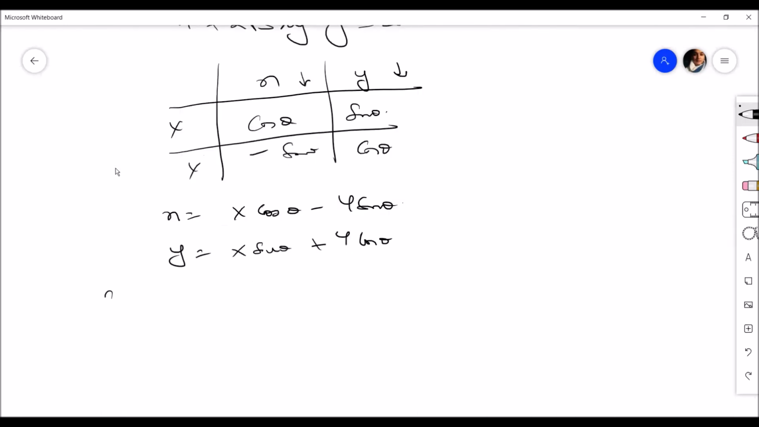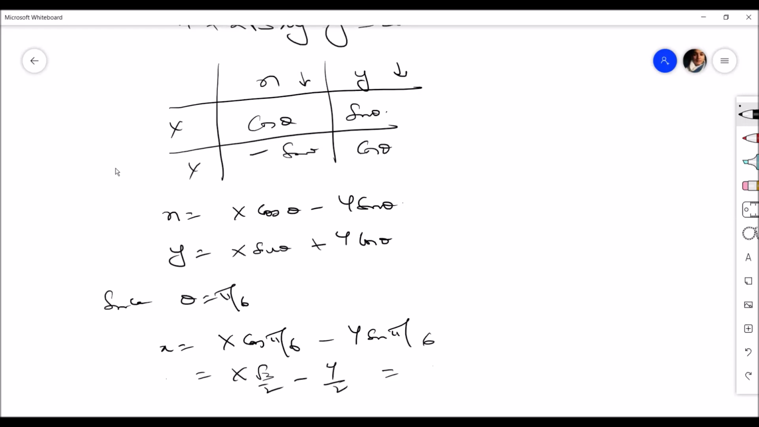Since theta is equal to pi by 6, small x will be equal to capital X cos pi by 6. Keep writing down the steps. I'm sure all of you can write these things directly, but I strongly suggest you write down the steps without skipping anything, right? Capital X cos pi by 6 minus capital Y sin pi by 6, which is in turn equal to capital X root 3 by 2 minus capital Y by 2, which I'll write as 1 by 2 times root 3X minus Y. Just a little rearrangement of the terms.